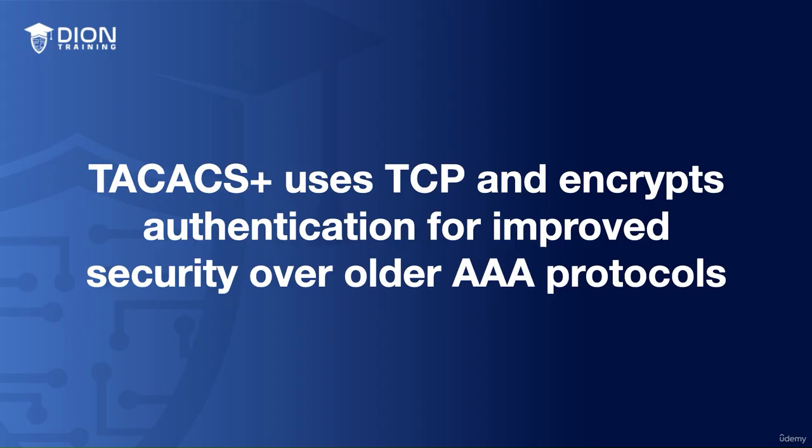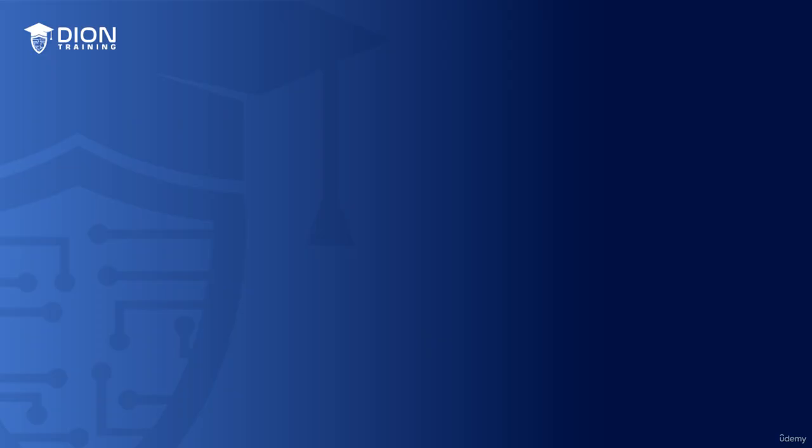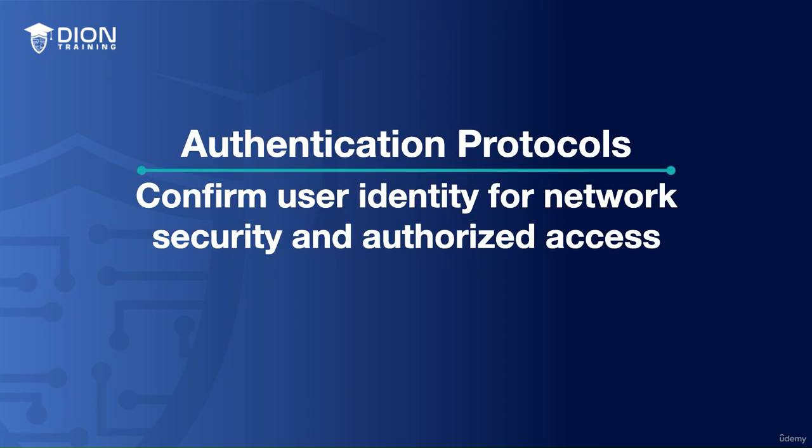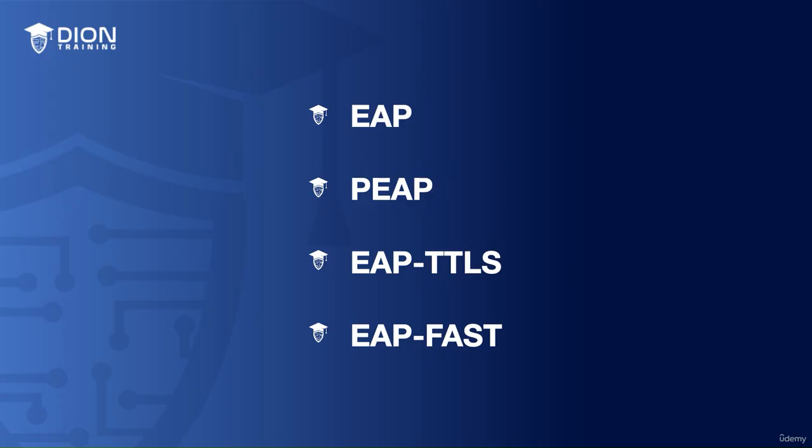the older AAA protocols. The final wireless security settings that we need to cover are the various authentication protocols you may come across in the real world. Authentication protocols are used to verify the identity of users trying to access a network, and they are a crucial aspect of network security that ensures that only authorized individuals can access the network. Some examples of authentication protocols include EAP, PEAP, EAP TTLS, and EAP Fast.